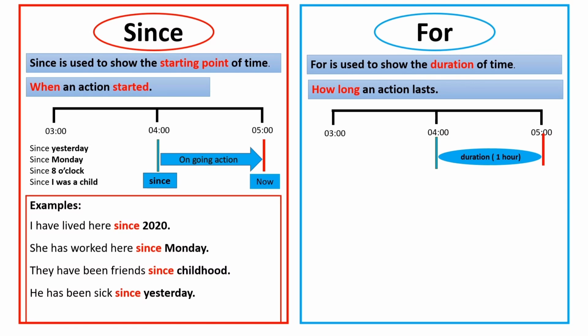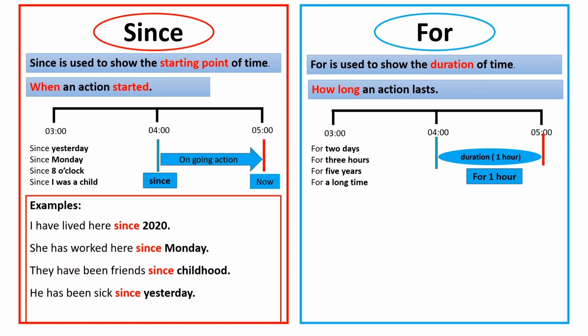When we are using for, it means we are not specifying the starting point of something. We are just talking about the duration, how long it has been going on. For example, it is like for an hour, for 2 days, for 3 days, for 5 years, for a long time.